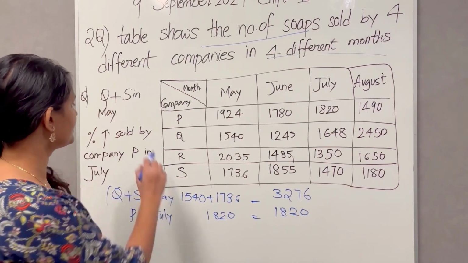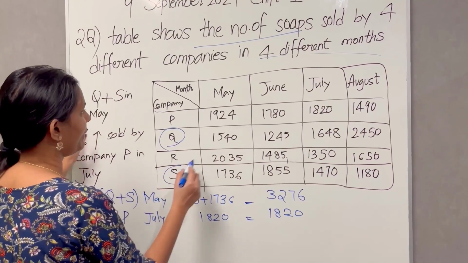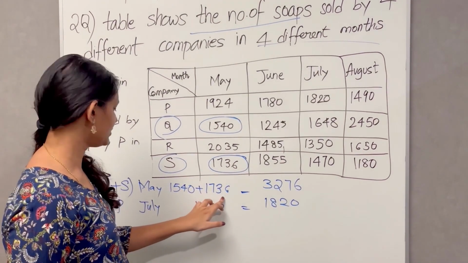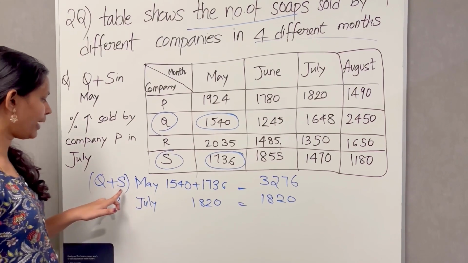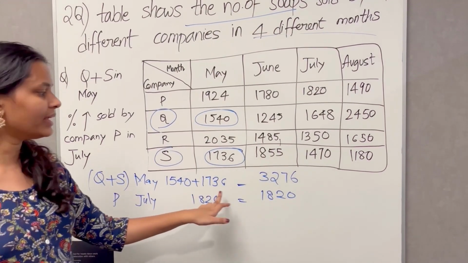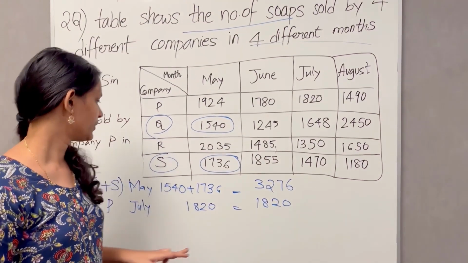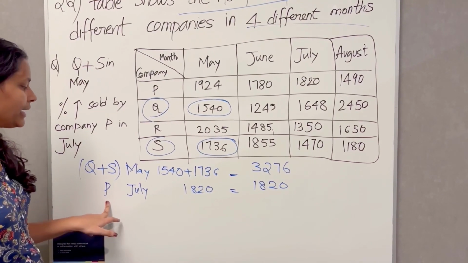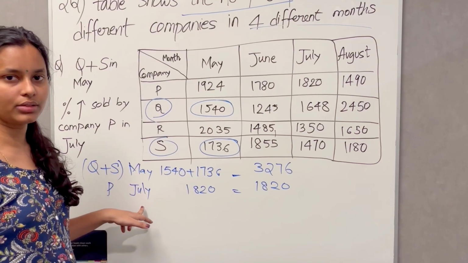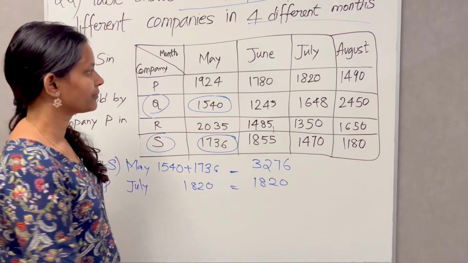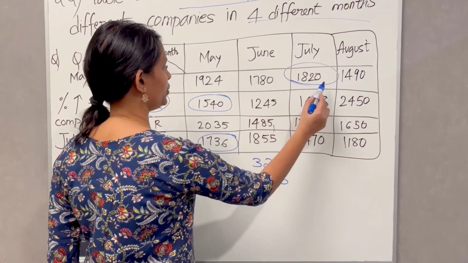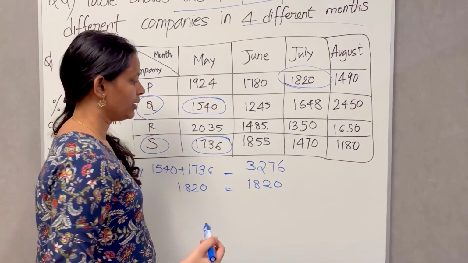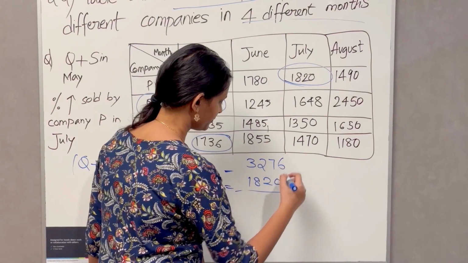Q plus S in May, that is 1540 plus 1736. The sum sold by companies Q and S in May is 3276. This value is what percentage more than the soaps sold by company P in July, which is 1820. So how much percentage more? More means we need to subtract.